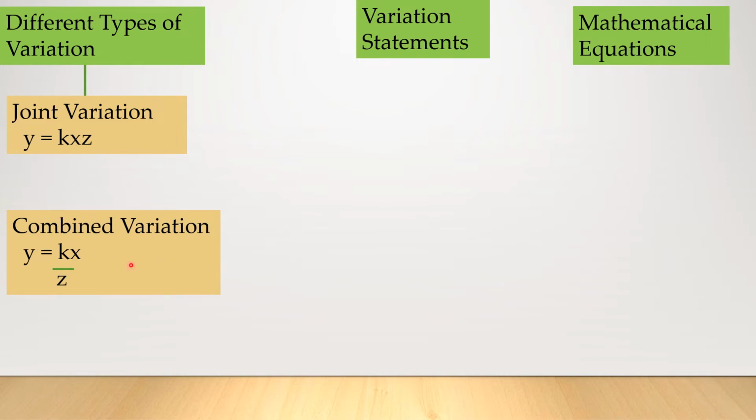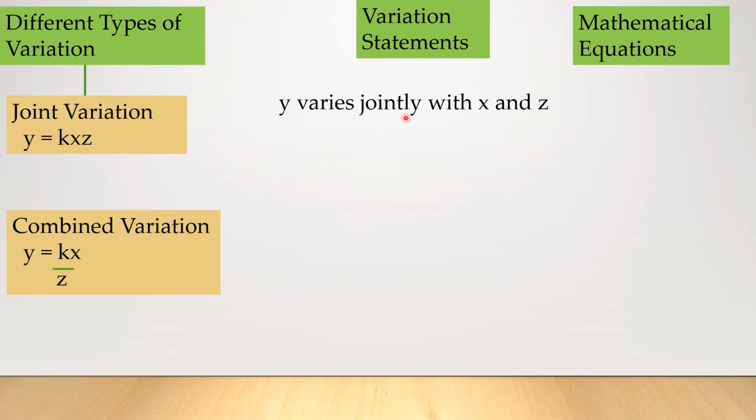Now for combined variation, it depends on what kind of variation you are going to combine. It can be direct and inverse or joint and inverse. So in this example, I have here the combination of direct variation and inverse variation, which means that y is equal to kx over z.